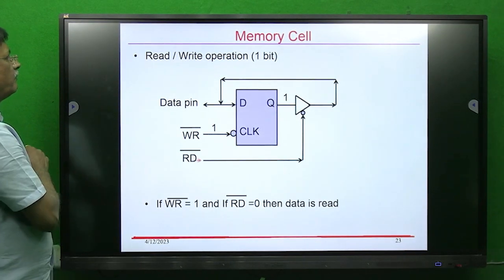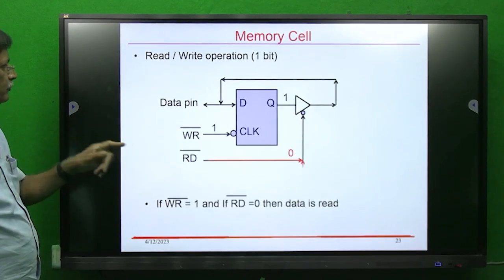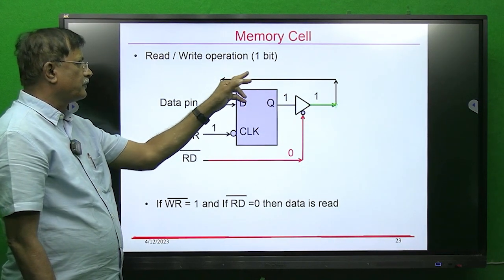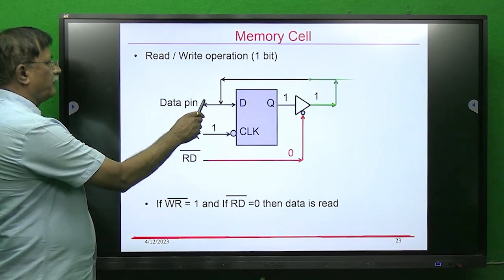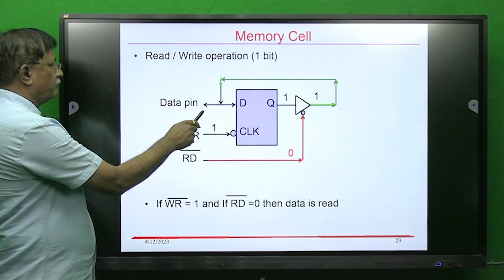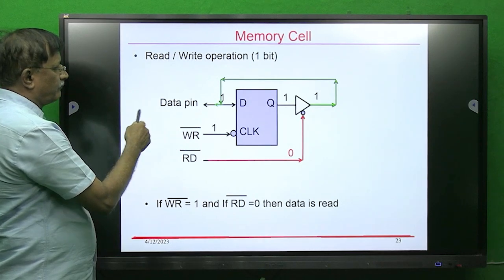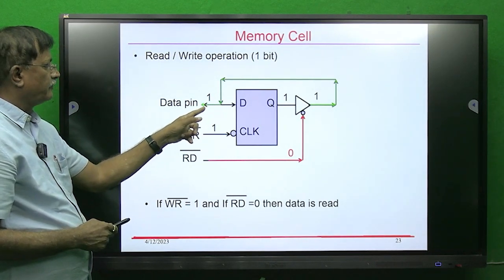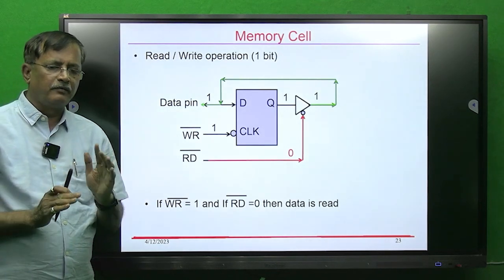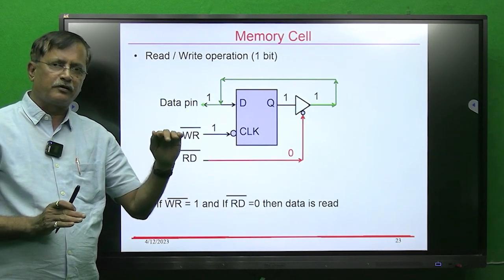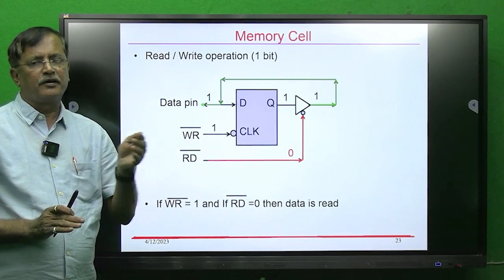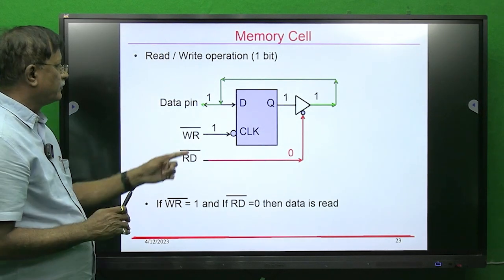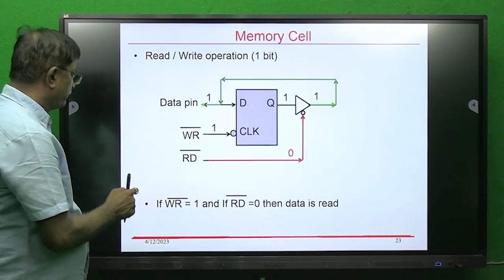To read the data, it will give read signal 0. You will get logic 1, and it will go to the processor. So this is a line which is a bidirectional line. The data pin is always bidirectional because data will be given by the processor to memory, and data can be read from memory to the processor. So both way transfer is there. So it is a bidirectional pin.